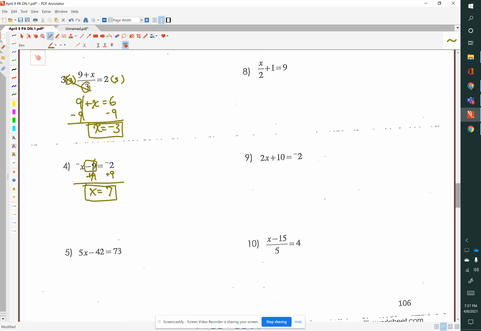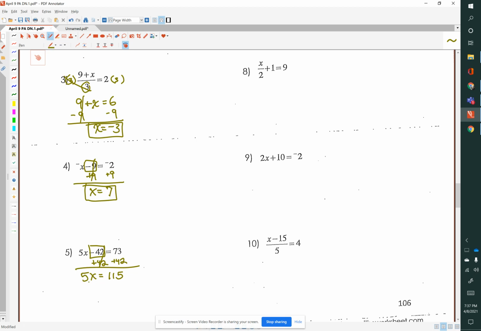And now I have 5x minus 42 equals 73. So I need to isolate 5x. So I'm going to add 42 to both sides of this equation. And now 5x equals 115.